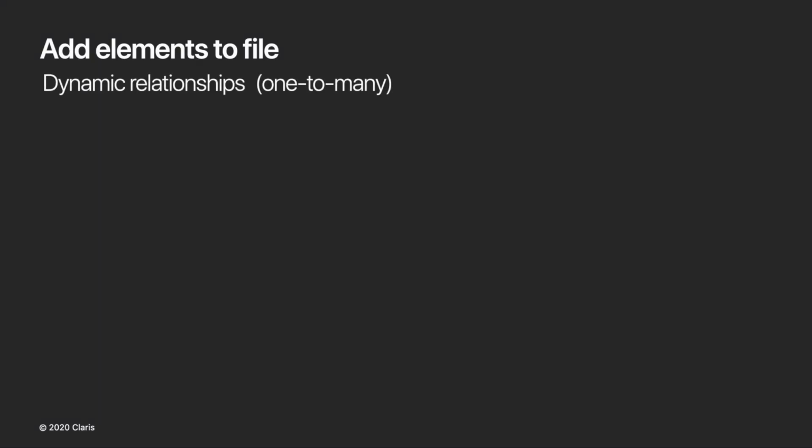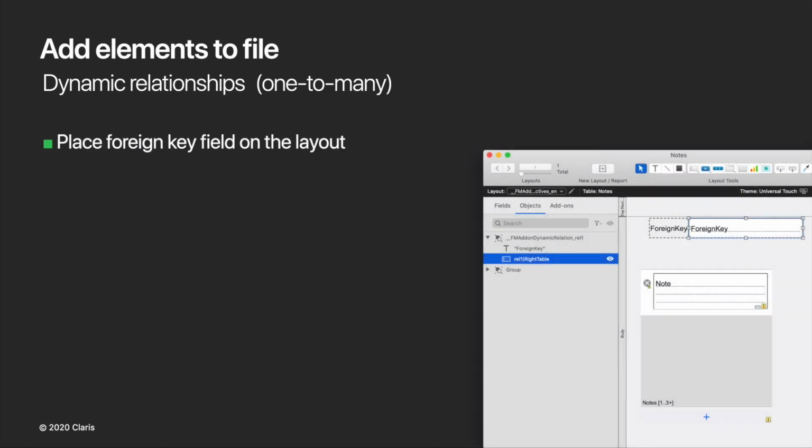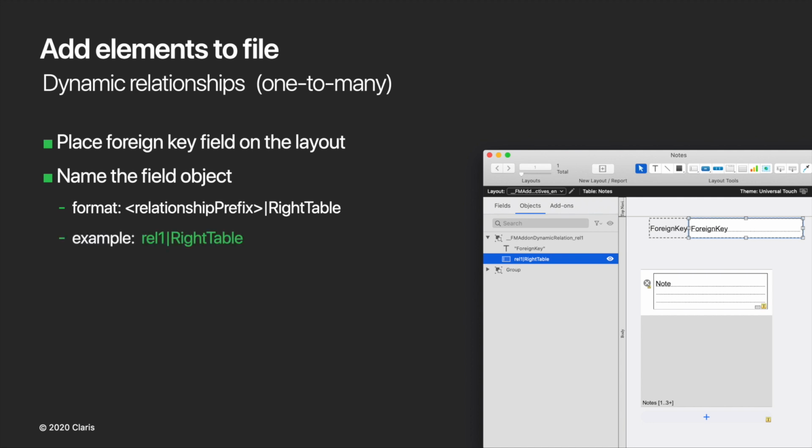One of the special groups allows us to create relationships dynamically during the add-on's installation. To define a one-to-many relationship, place the foreign key field object on the layout. Give this field object a name with the following format, where relationship prefix is any arbitrary text. Here's a quick example.